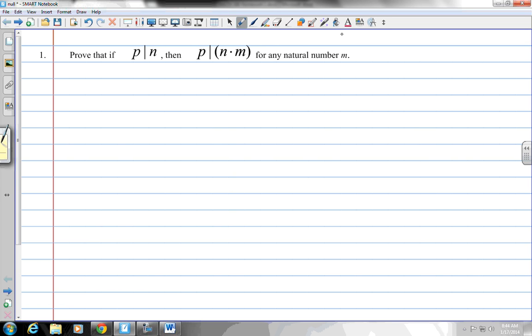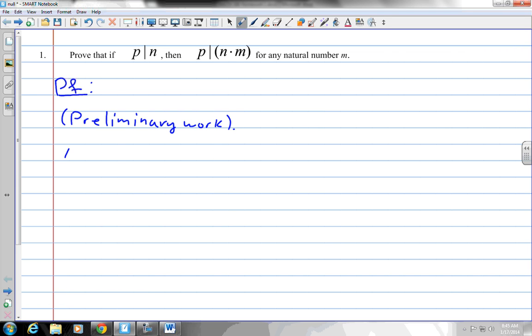So again, you want to think about what is given and what we need to show. Okay? So this is how you want to think about this proof. Let's say this is some preliminary work. It's not part of the proof. This is how you should be thinking.